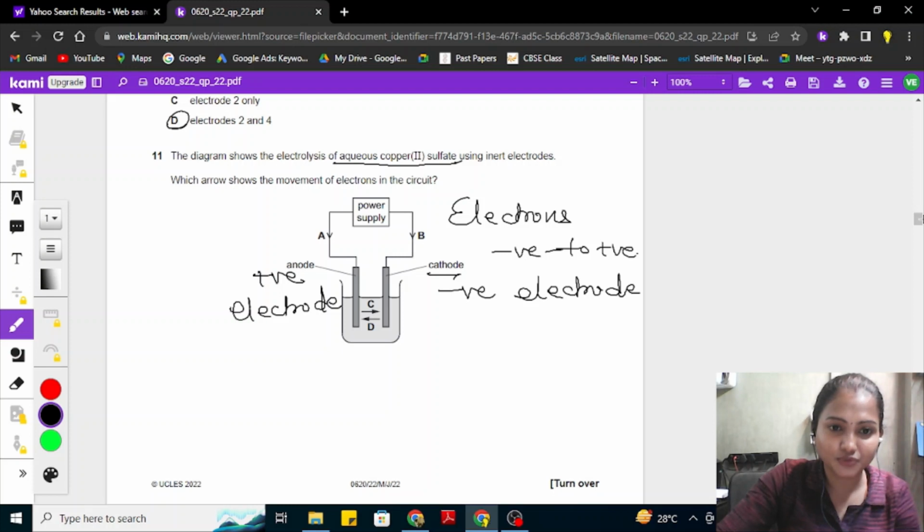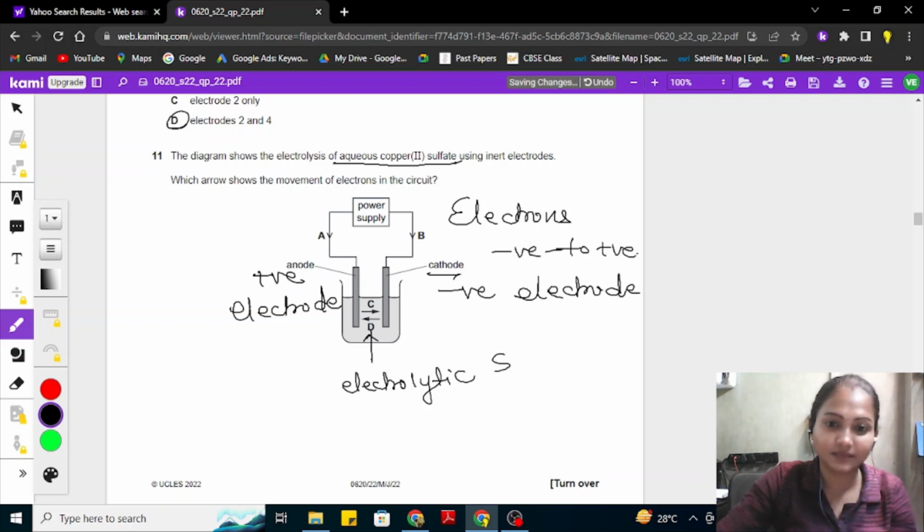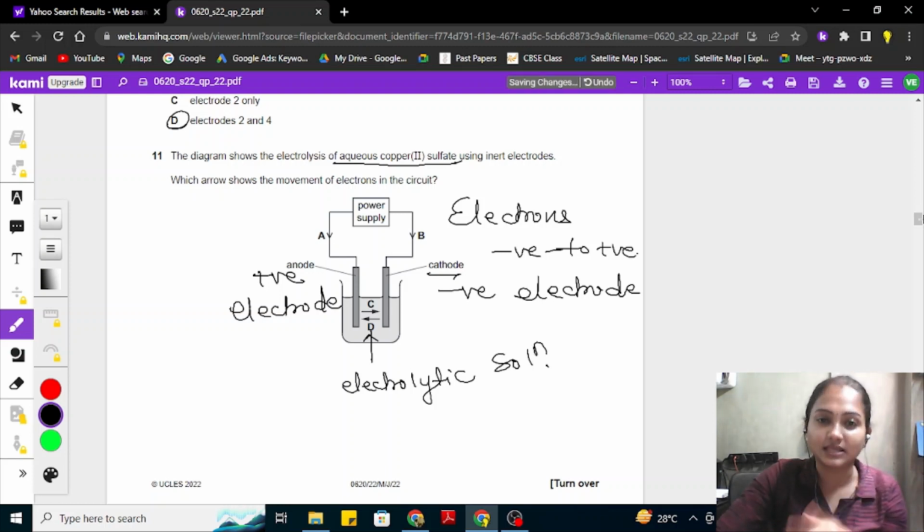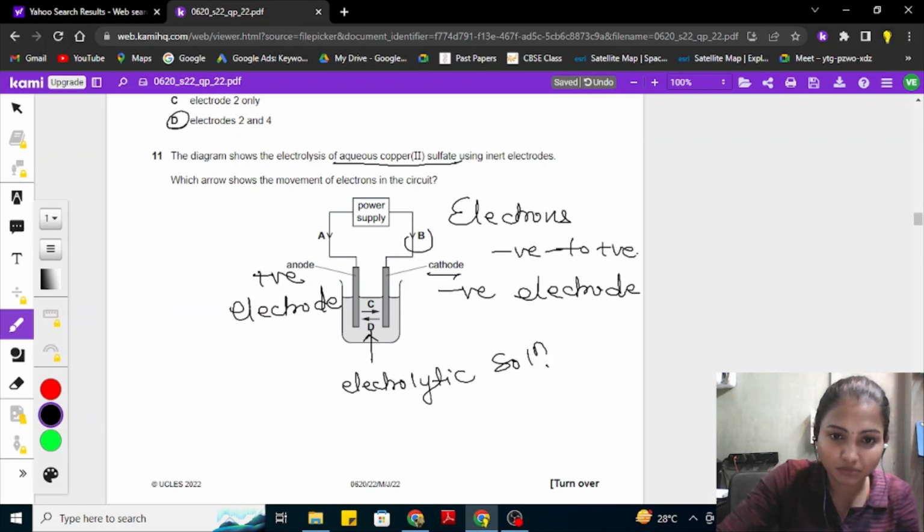So option A is coming from positive to negative. No. C, it is going from positive to negative, and D, no, it is not coming directly from the circuit. D and C are showing movement within the electrolytic solution. So these two are not the option. The option has to be from B and A. This is an electrolytic solution movement. That will be the movement of ions. Then C and D would be the correct option. So option B is correct because it is coming from the cathode, which is a negative electrode, and then entering the anode, which is a positive electrode.